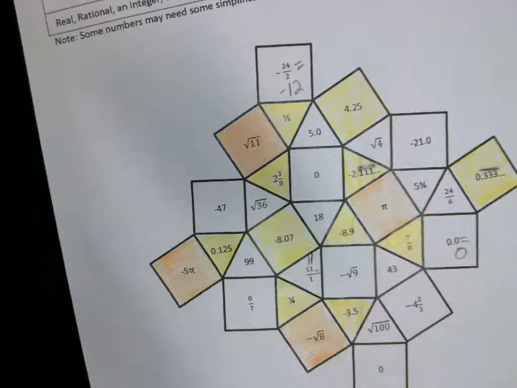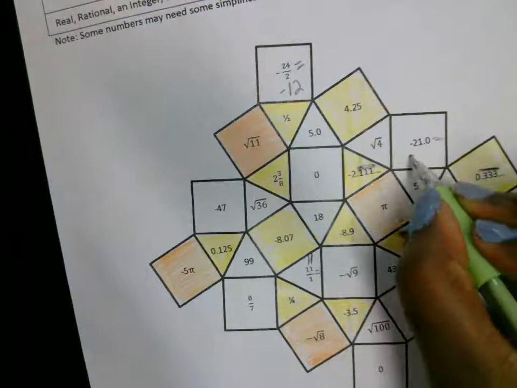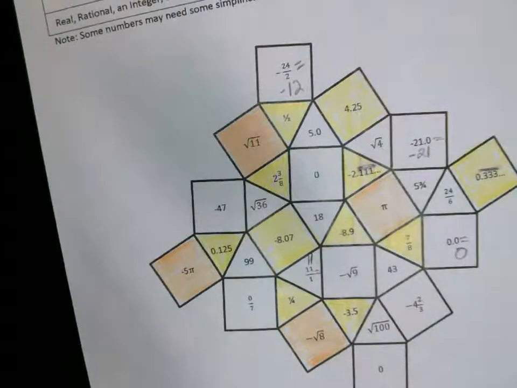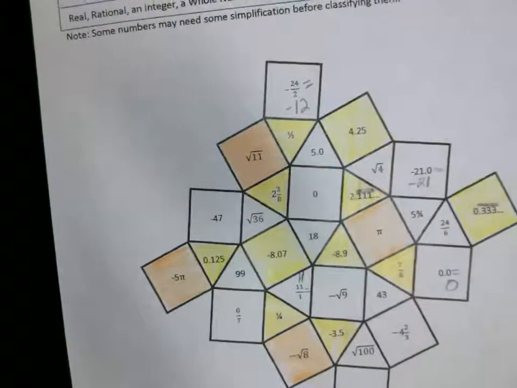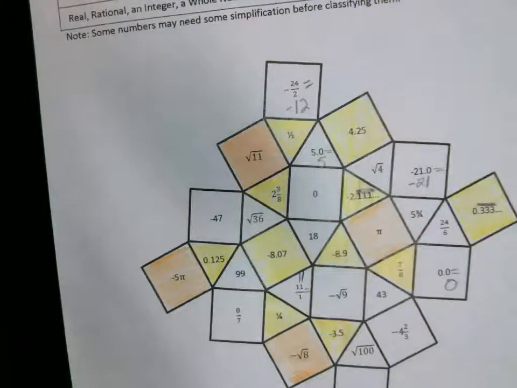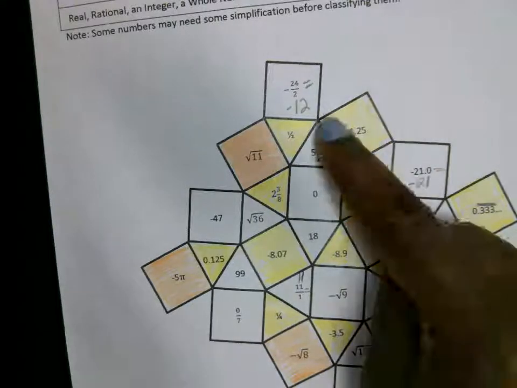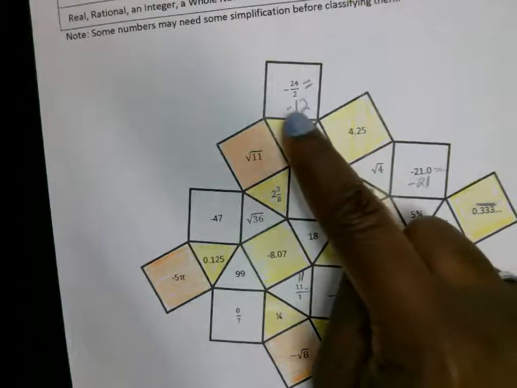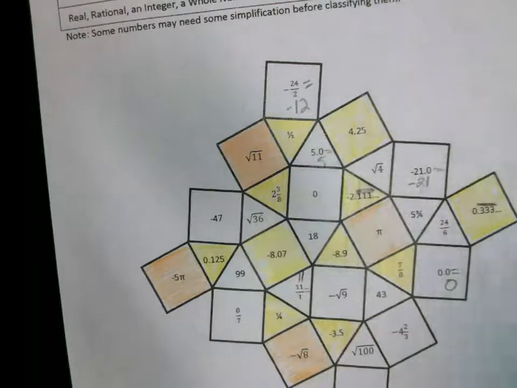All right, so let's go to the next one. Wait, is it negative 21.01? Negative 21.0 is just equal to negative 21, right? That's an integer. All right, let's do purple. Wait a minute, what about the 5.0? 5.0 is really just equal to 5. We had negative 12. This is equal to negative 12. That's an integer. We did that one purple, right? It is purple. All right, so let's do purple.